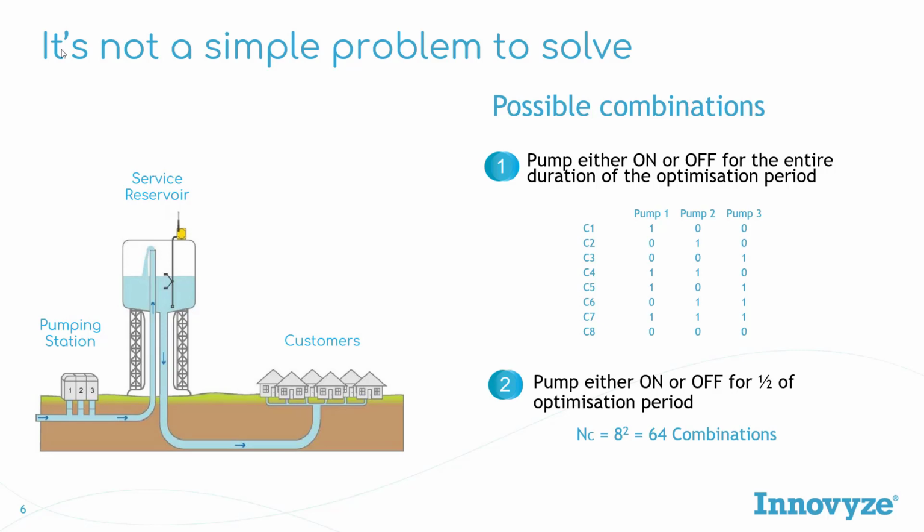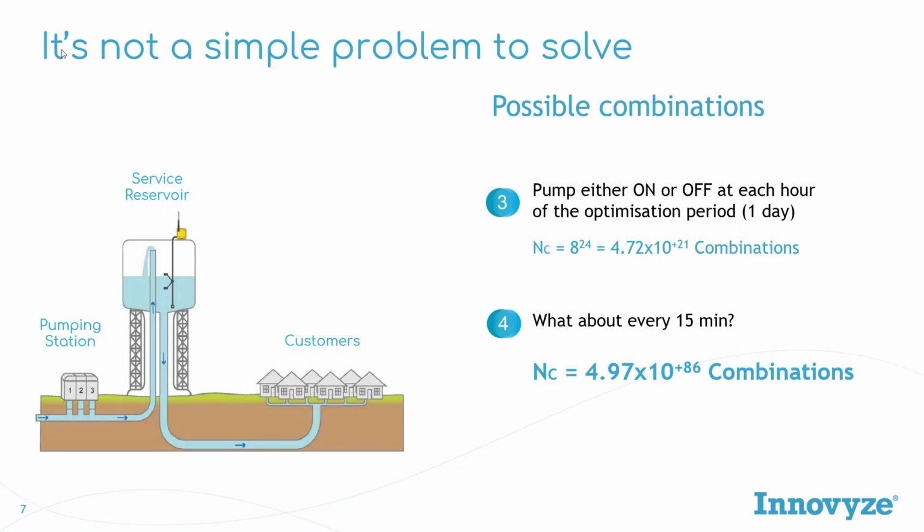This is not much, but it's clearly not good in order to optimize the system, as each pump can be turned on and off several times during the optimization period. And here is where the complexity starts. If we assume that each pump can be either on or off for half of the optimization period, we will end up with 64 possible combinations that we need to analyze, but that is still not ideal.